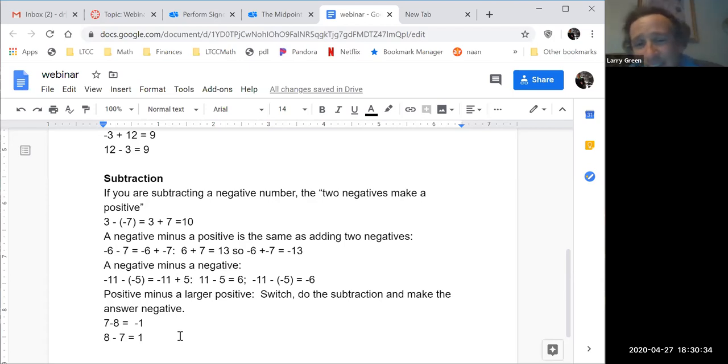But I do want to mention something about the TI-84. This is really confusing, and that is subtraction. On the TI-84, subtraction and negative are different buttons.